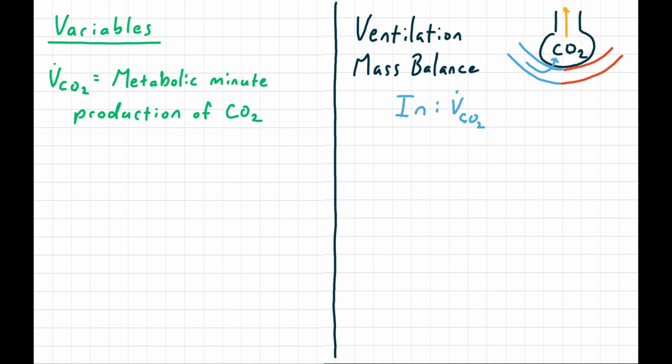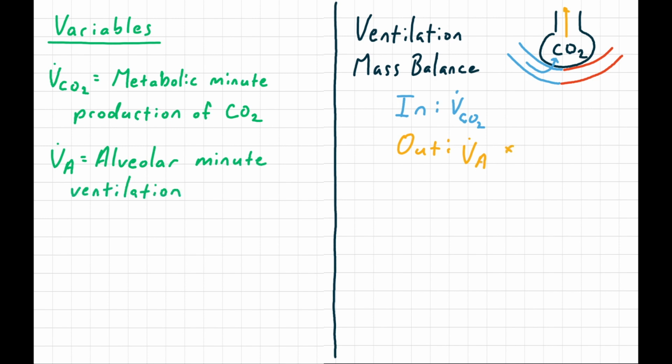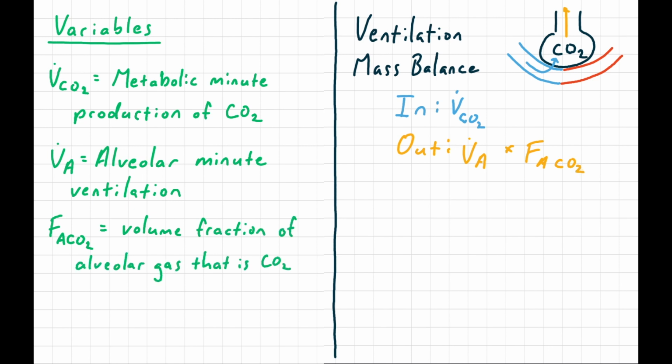Now, how about our expired carbon dioxide? That's going out of the alveolus and it's going to be the alveolar minute ventilation multiplied by what fraction of that minute ventilation is CO2, which is going to be the volume fraction of alveolar gas that is CO2, or F big A CO2.